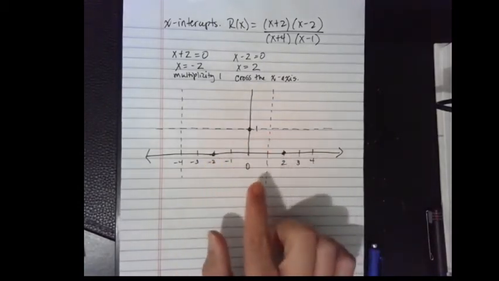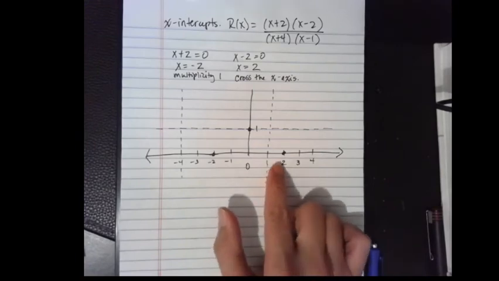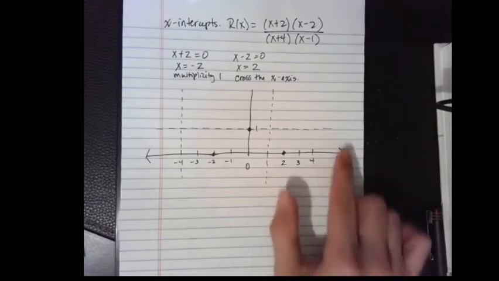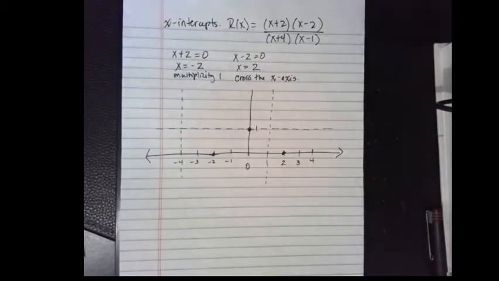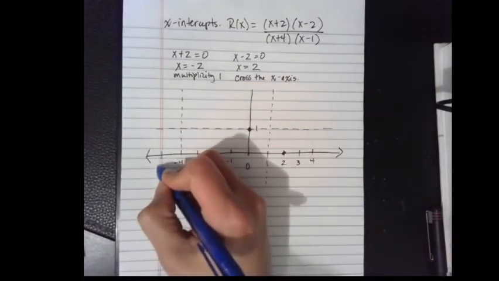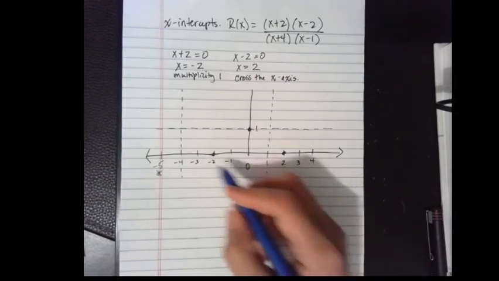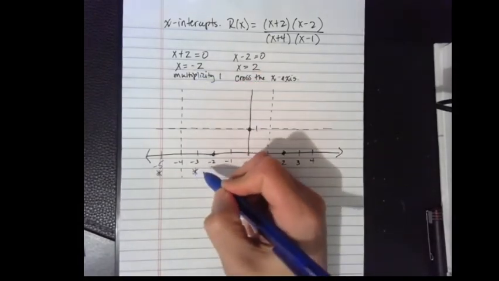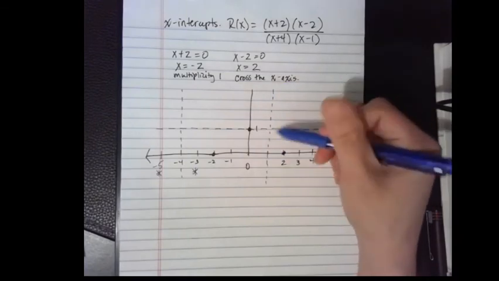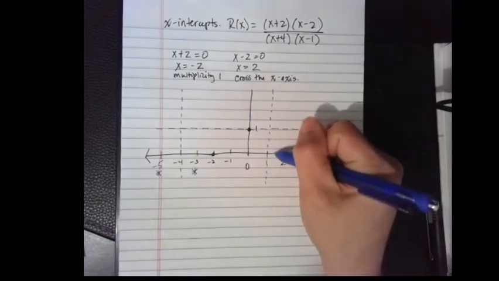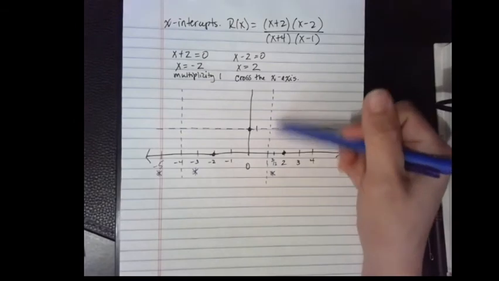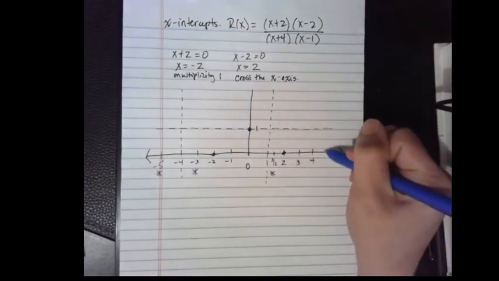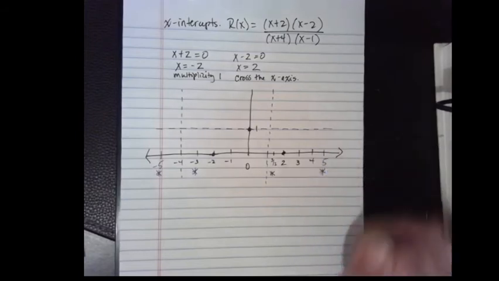Okay, so we're going to pick a value here, and then we're going to pick a value way over here, just to see what's going on. So let's pick negative 5. On this side of this asymptote, let's pick negative 3. On this side of this asymptote, let's pick 3/2, so 1.5. That's going to tell us what's happening right here. And then I'm going to pick 5.